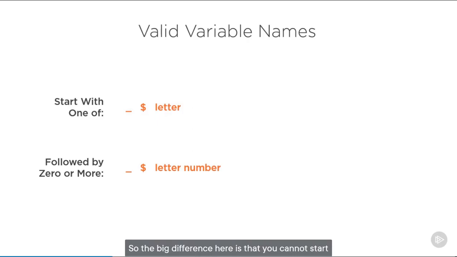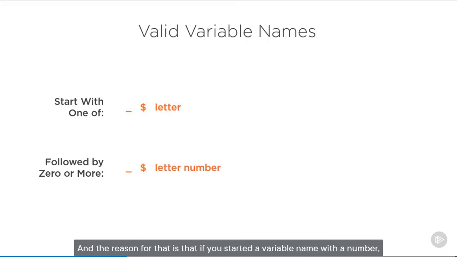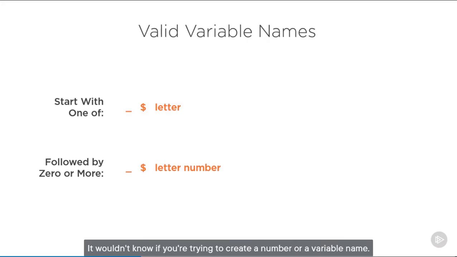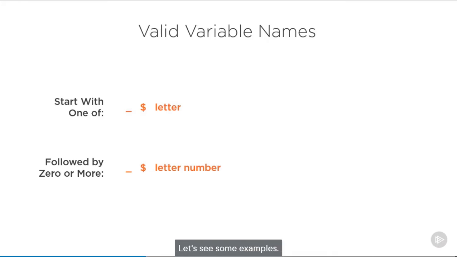So the big difference here is that you cannot start a variable name with a number. Any numbers have to be in position 2 or beyond. And the reason for that is that if you started a variable name with a number, the JavaScript engine would be confused. It wouldn't know if you're trying to create a number or a variable name.